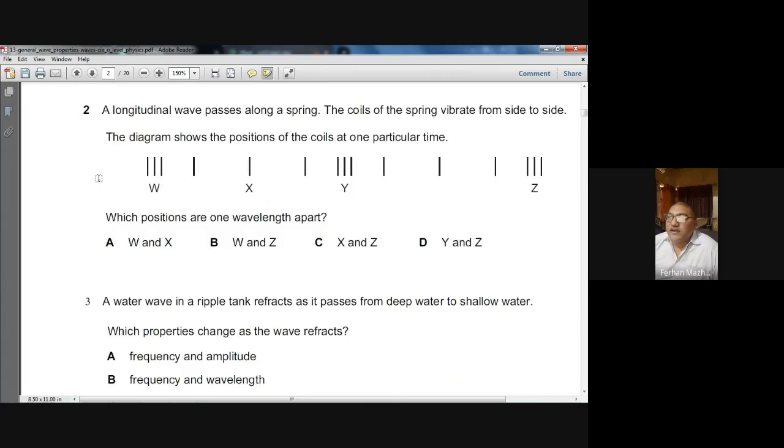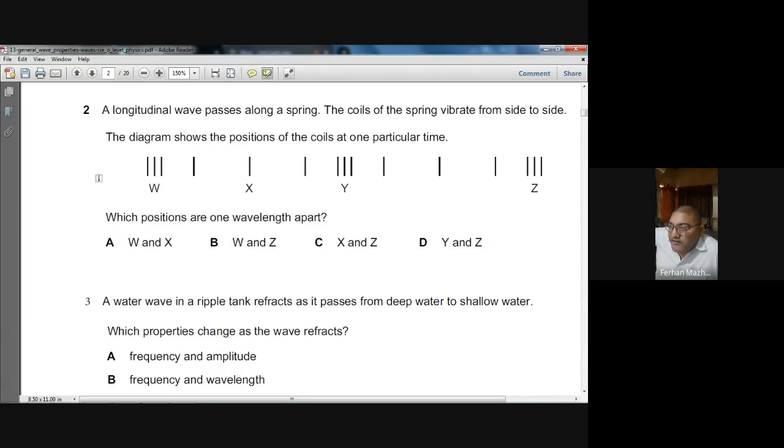A longitudinal wave passes along a spring. The coils of the spring vibrate from side to side. The diagram shows the positions of the coils at one particular time. Which positions are one wavelength apart? One wavelength will be from the center of a crest to the consecutive center of the crest. W and Y is one wavelength, and Y and Z can be one wavelength.